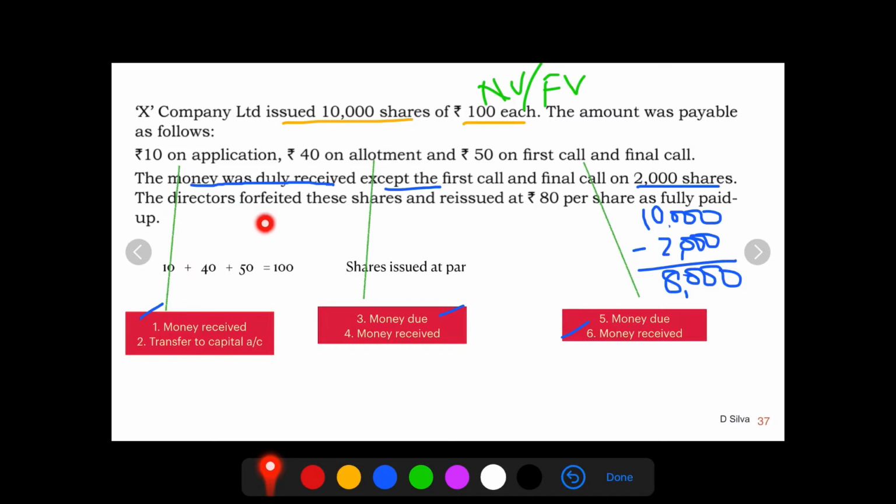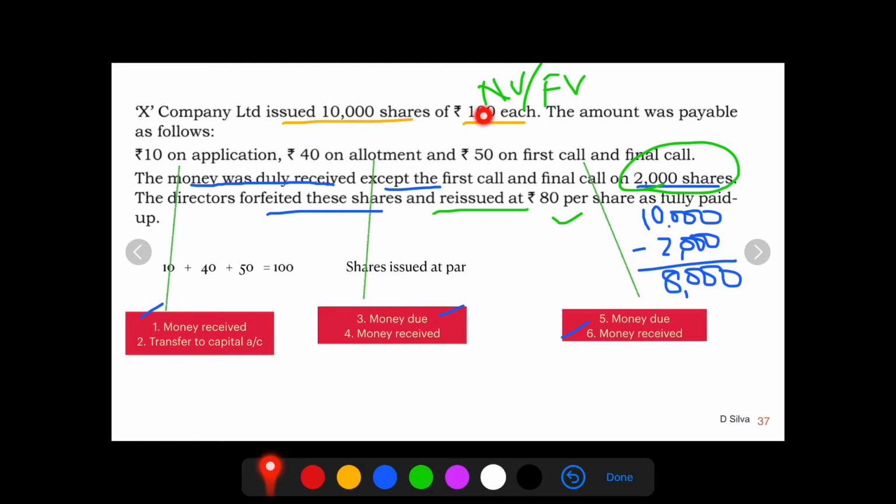The later part of the question says that the directors forfeited. So forfeited means cancellation of the rights of the shareholders for the non-payment. So here 2,000 shares for which the company has not received the money, the company is going to cancel the shareholders' rights. So what are they going to do in the later part? They are going to forfeit these shares. How many shares? 2,000 shares is what they are going to forfeit. And what are they going to do? Reissue this at rupees 80 per share.